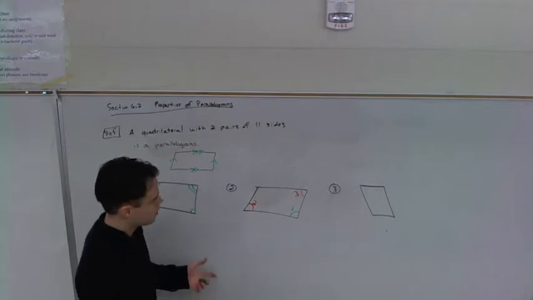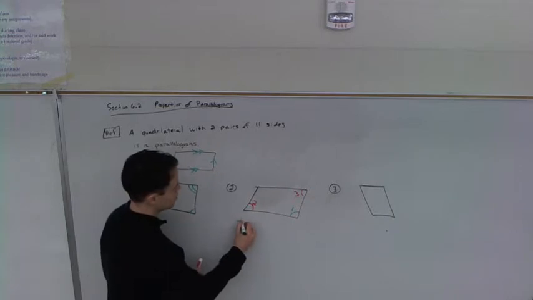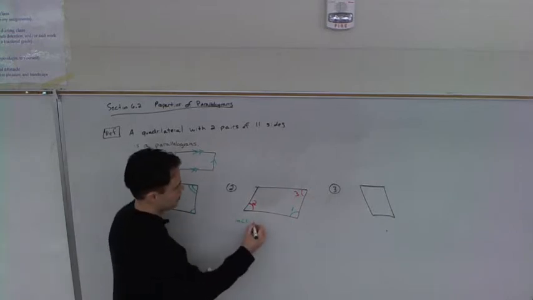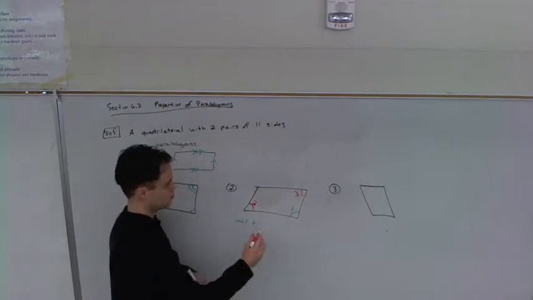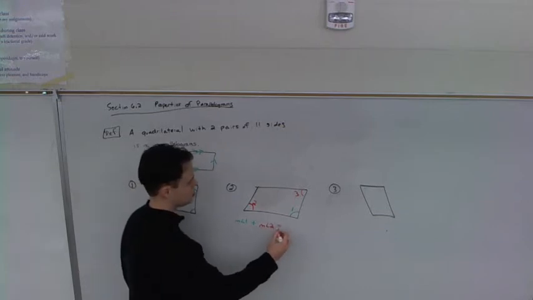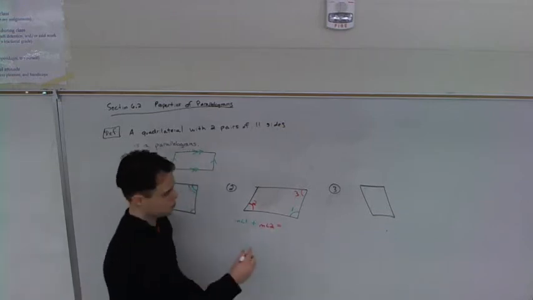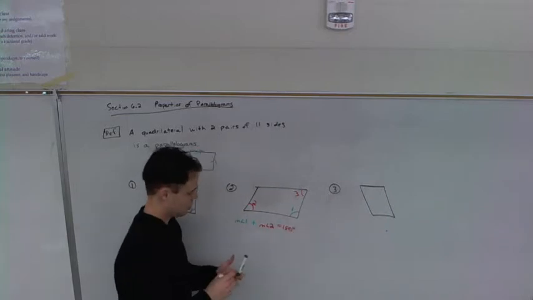So here's what I'm telling you. I'm telling you the measure of angle 1 plus measure of angle 2 has to equal measure of angle 3 plus 180.